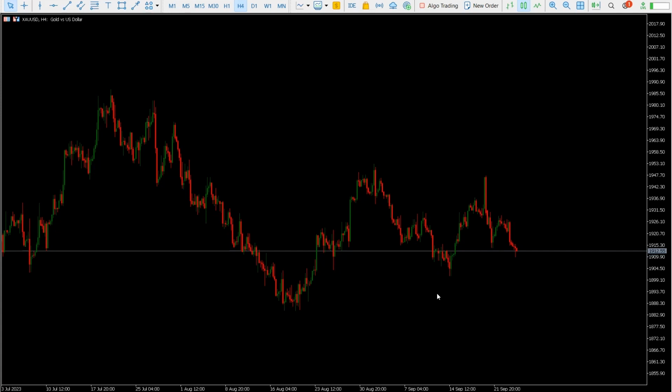So in my personal take, I would continue to short gold. I don't see gold any higher at this moment in the market, given the risk sentiment in the market. Yeah, that would be my take on gold.